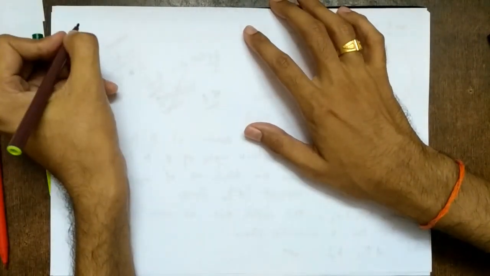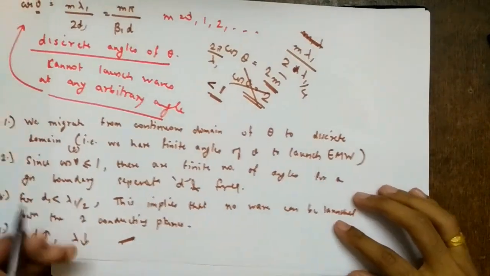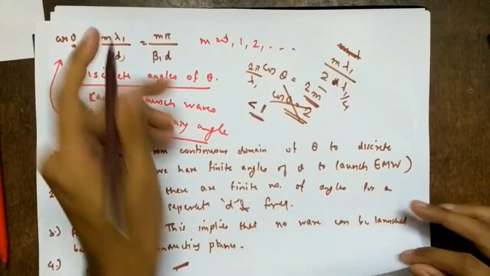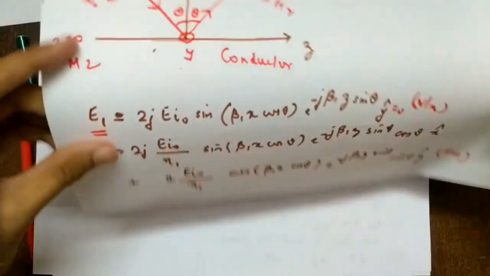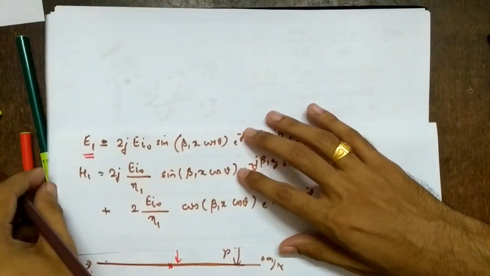so now let's do some mathematics. So let's take E1 and substitute cos theta. What is cos theta? Cos theta is m lambda 1 by 2d, which is equal to m pi by beta 1 d. So what will be E1? Let's see. I have written E1 somewhere. So this is my E1.